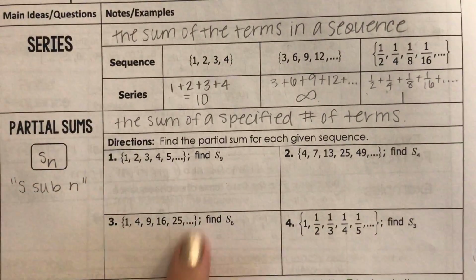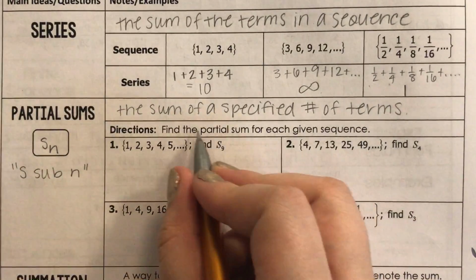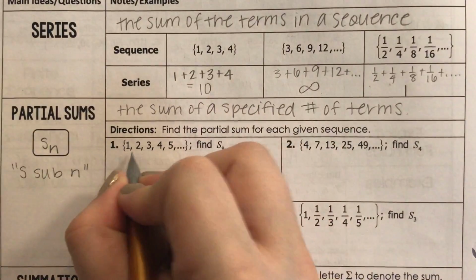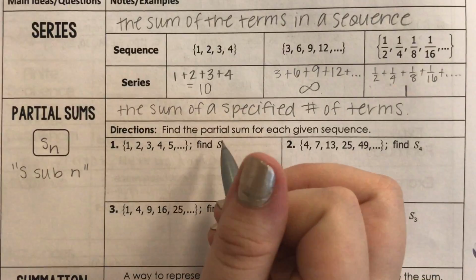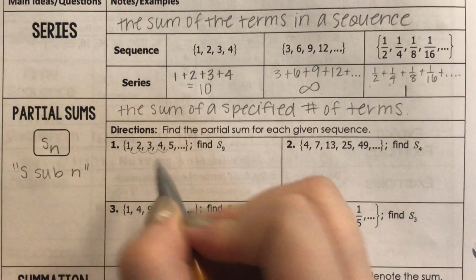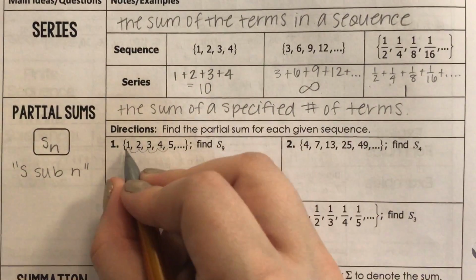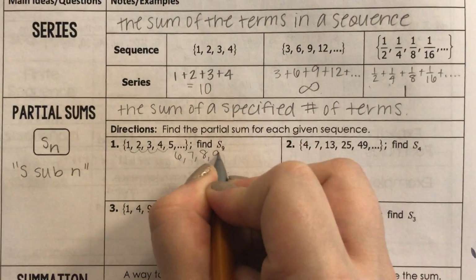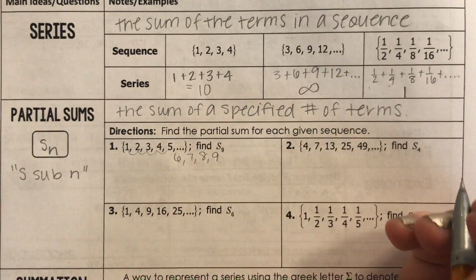So let's do some examples here. I'll do the odd ones, and then in class we'll do the evens, okay? So find the partial sum for each given sequence. So find S sub 9, which means I need to figure out the pattern, first of all. What's the pattern in the sequence? And then add up the first 9 terms. So these ones, they keep going up by 1, 1, 1, 1. So I know that the first 9 terms are going to have 1, 2, 3, 4, 5, 6, 7, 8, 9. I know they keep going up by 1. I found the pattern. Okay.